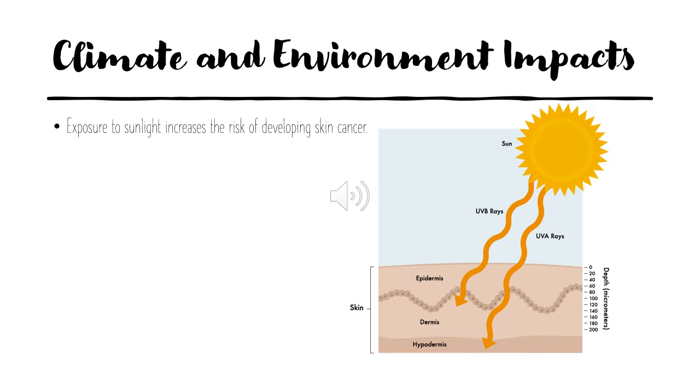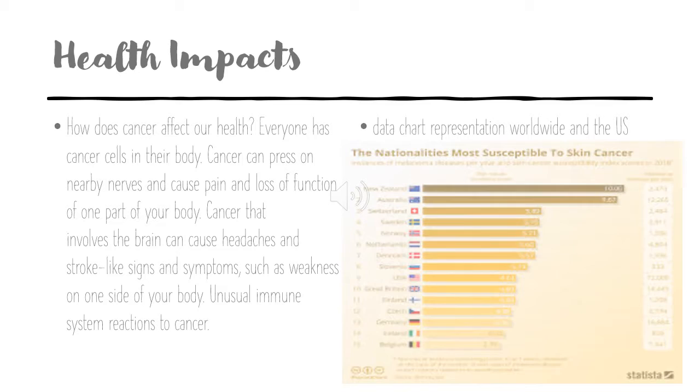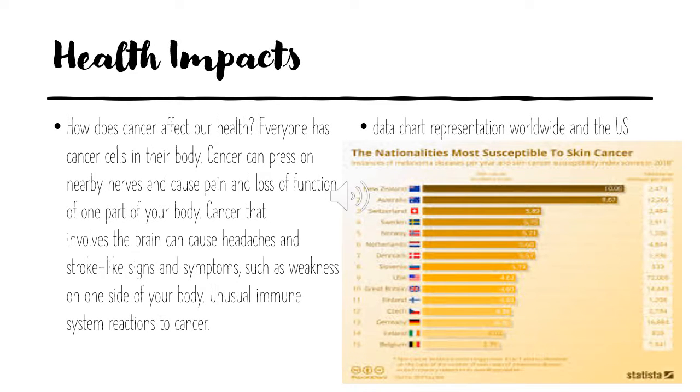The way climate and environment can impact skin cancer is through sunlight. Exposure to sunlight increases the risk of developing skin cancer. How does cancer affect our health? The reason being is that everyone has cancer cells inside of their bodies. Cancer can press on nearby nerves and cause pain and loss of function of one part of your body.